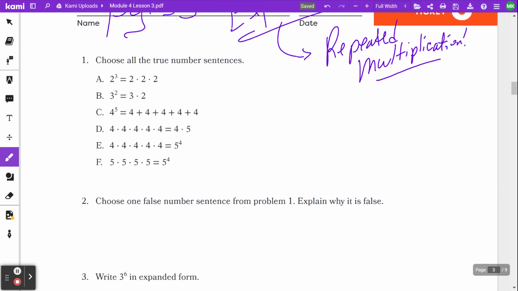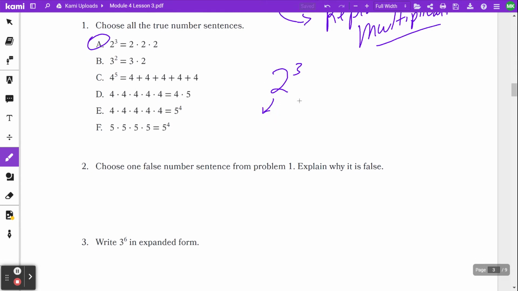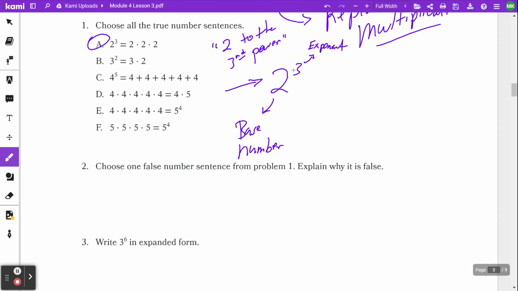So let's take this one over here: 2 to the third power. A couple things you need to know. 2 to the third power, or 2 to the power of 3. You could do that as well. This is called the base number, the big guy, and this is called the exponent. And when you write it like this, it's called exponential notation.